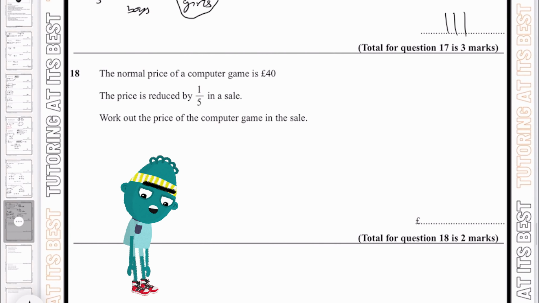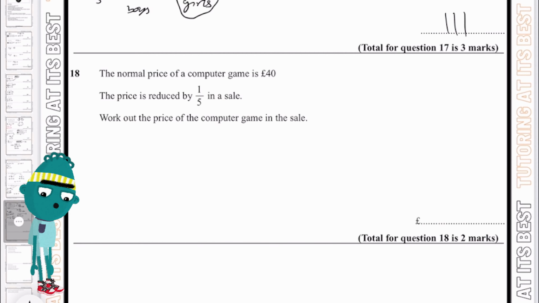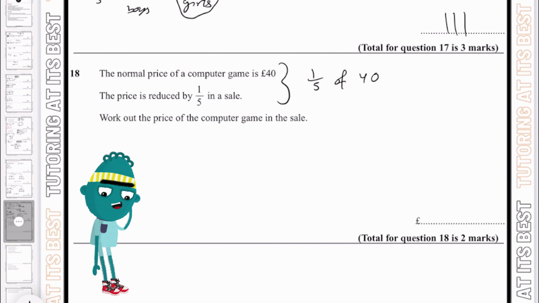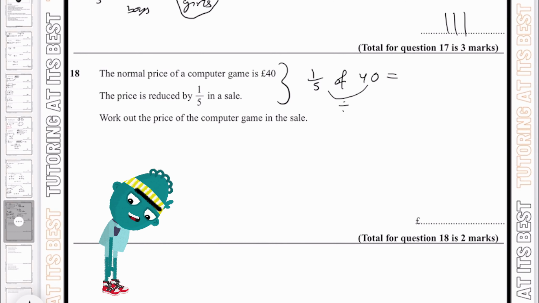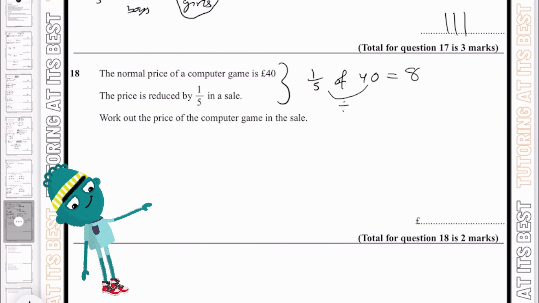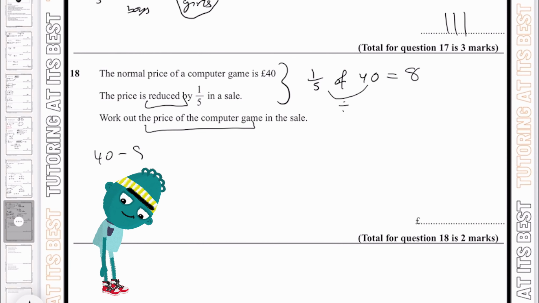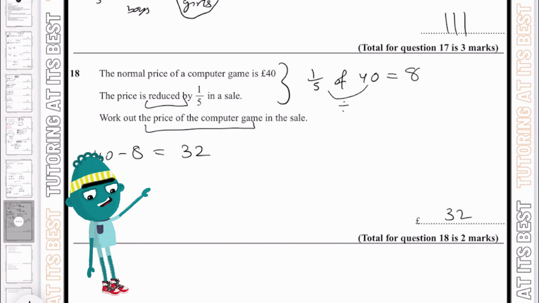Okay, question 18. The normal price of a computer game is £40, and it's been reduced by 1/5 in a sale. So again, if we take 1/5 of 40, what do we need to do? Divide by the denominator and times by the numerator. So 40 divided by 5 gives us 8 times 1, which is also 8. So now we know it's been reduced. We need to work out the price of the computer game. So 40 take away 8 will now give us 32. So our final answer is £32.